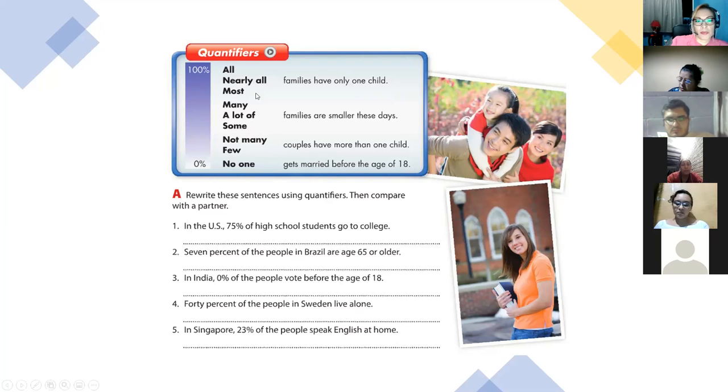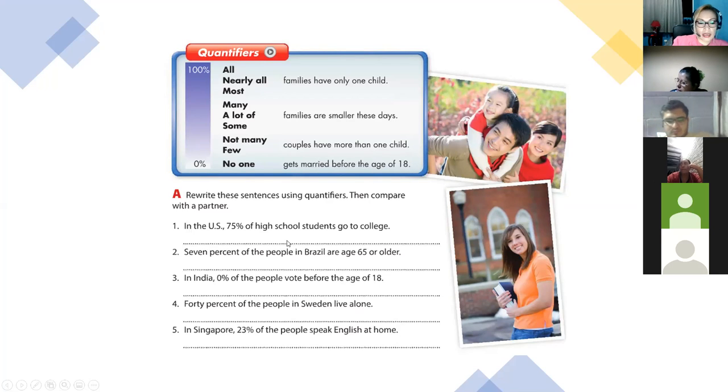So you can say some of these examples, for example, most families have only one child. And you can say nearly all families are smaller these days. Y podríamos decir que casi todas las familias son más pequeñas hoy en día, right? Couples have more than one child. We can say most couples have more than one child. Gets married before. We can say not many get married, or not many people get married before the age of 18, and like that.